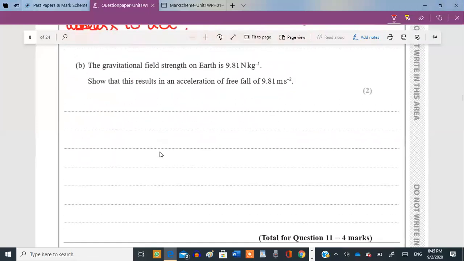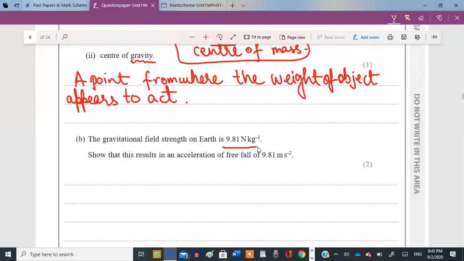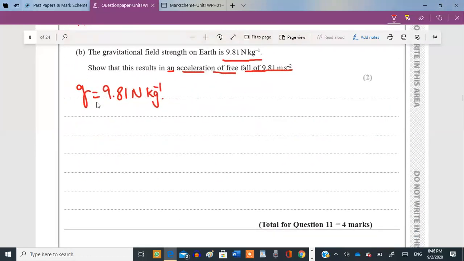The gravitational field strength on Earth is 9.81 Newton per kg. Show that this results in an acceleration of free fall of 9.81 meters per second squared. They've given us the value for gravitational field strength, and they want us to show that the acceleration of free fall of an object on Earth is this much. During free fall motion, it's always assumed that the air resistance is 0. This is a fact to remember.